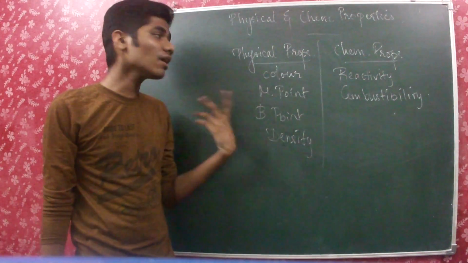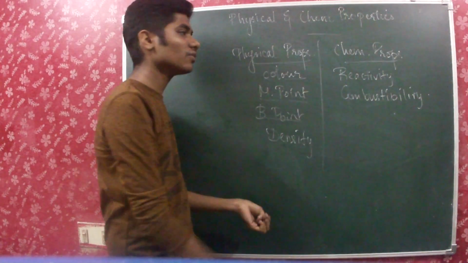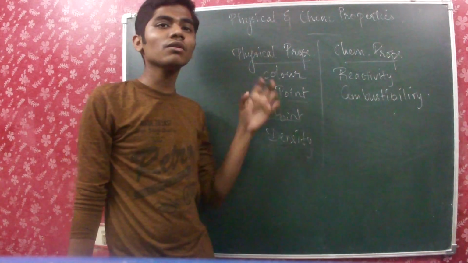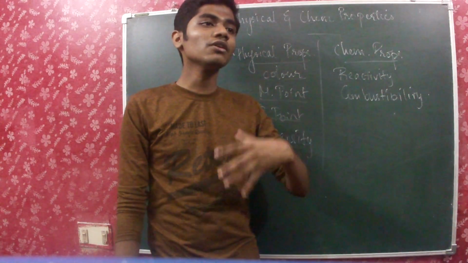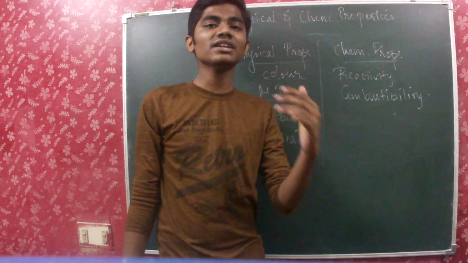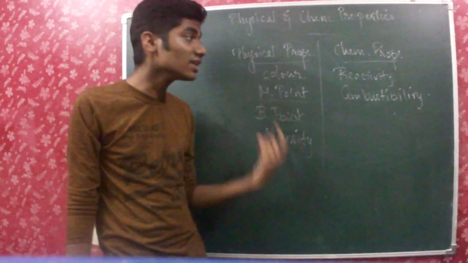So physical properties, how do we measure color, melting point, boiling point and all? We need not make the thing undergo a specific chemical change. We need not perform a chemical reaction to know these things, to measure these things.